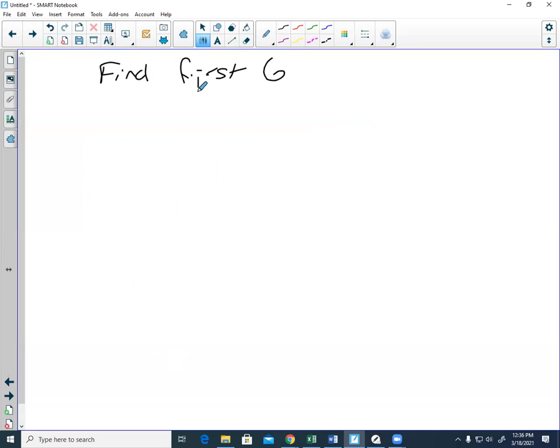So if I ask you to find the first 6 terms of f of n equals -3 to the n minus 1 power. Now this is also something that's a little bit different. You're going to see a lot of weird powers where they're going to be -1 powers. There's going to be n minus 1 powers. There's going to be a lot of weird powers in this chapter.